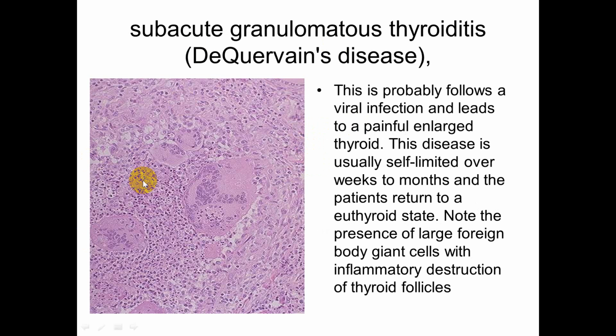These are the microscopic signs of subacute granulomatous thyroiditis, or de Quervain's disease. It probably follows a viral infection and leads to a painfully enlarging thyroid. This disease is usually self-limited over weeks to months, and the patient returns to a euthyroid state. Note the presence of large foreign body giant cells with inflammatory destruction of thyroid follicles.